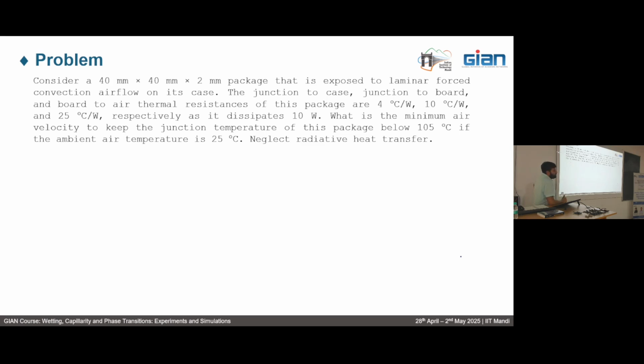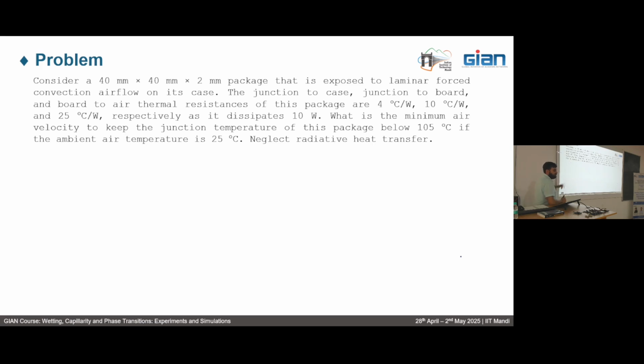So in this we also have forced airflow on the casing, and the size of the package is 40 by 40 by 2 mm. The junction to all the thermal resistance are given. The junction to case is given, junction to board is given, and board to air is given. But your case to air is not given here. Of this package is 4, 10 and 25 degrees Celsius per watt respectively, and this dissipates 10 watt of heat. So what is the minimum air velocity to keep the junction temperature of this package below 105 degrees centigrade?